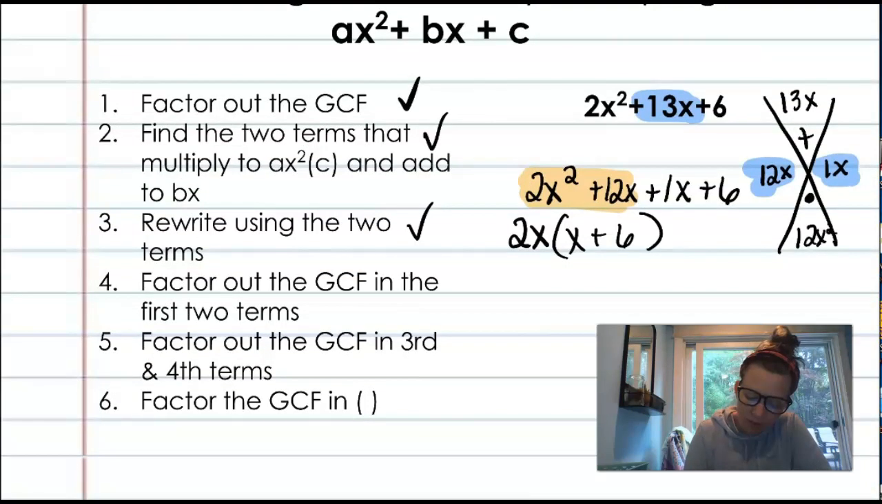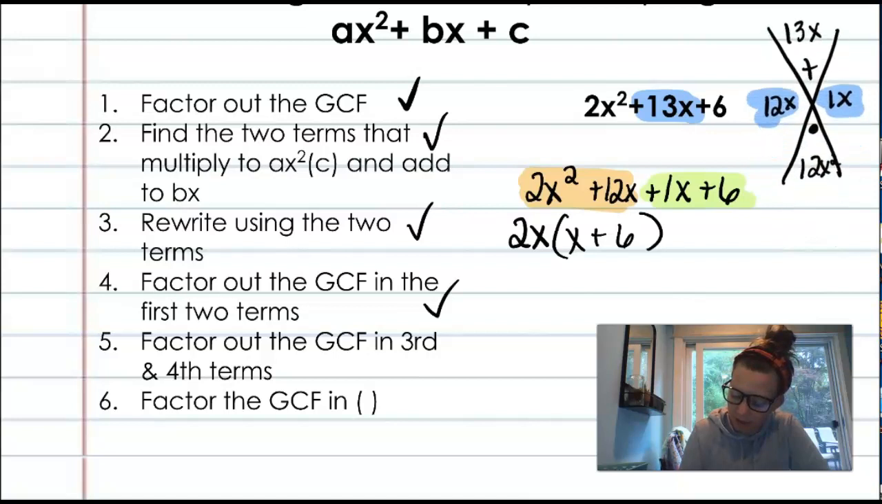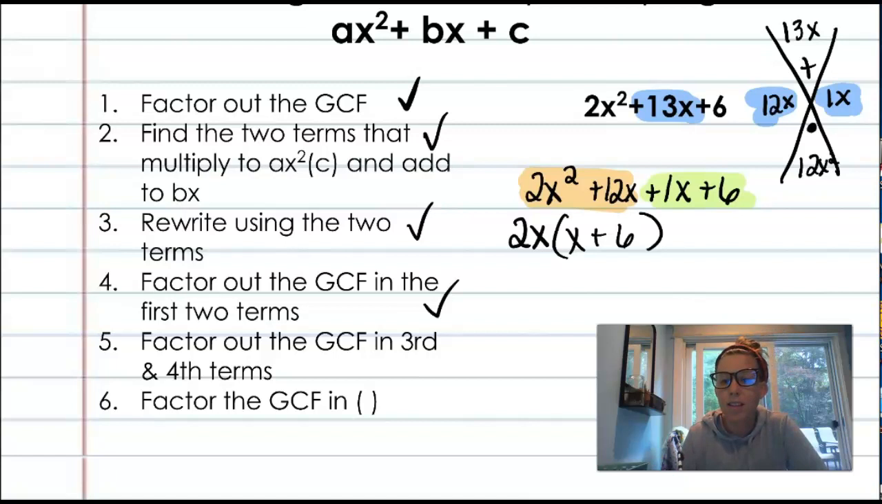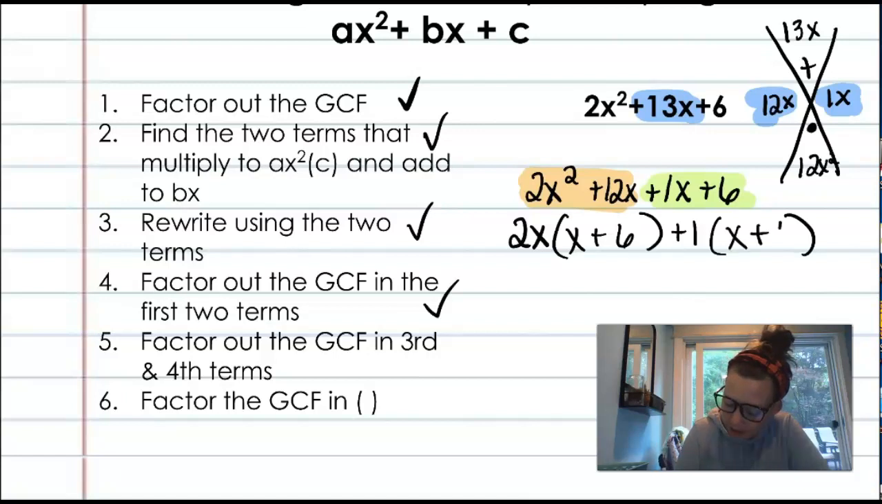Then what you're going to do, that kind of checks off step 4, factoring the GCF in the first two terms. Then we're going to factor out the GCF in the second terms. I'm actually going to move this a little bit out of the way. There's not much space. Okay, so if I look at 1x and 6, the only thing they have in common is a 1, a positive 1. So I'm just going to put plus 1. We always want to write the 1, even though it's kind of weird to write that as a GCF, but we want to make sure we do that on the outside. And then what I have left is just x plus 6.